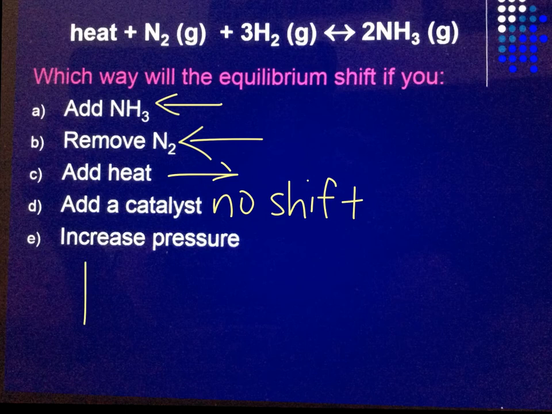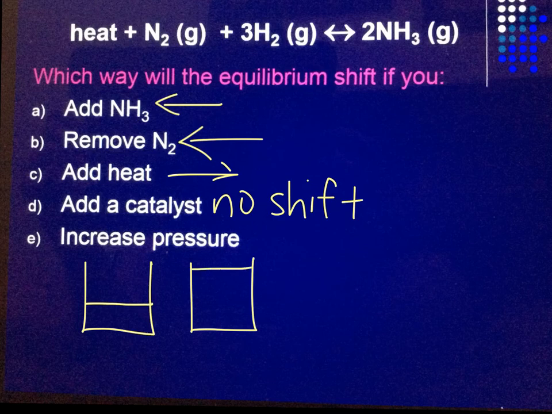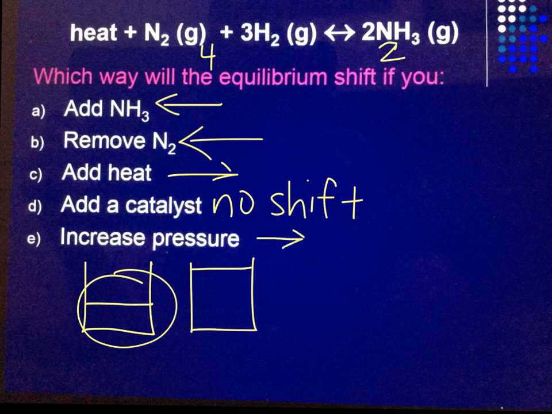Now the pressure one, let's think about it. Let's see, the container, will it be small volume or large volume with an increase in pressure? An increase in pressure means that the volume gets smaller. So it's going to favor the side that has the least amount of moles. Over here on the left, this adds up to 4, and this one adds up to 2. Okay, so therefore it will shift to the right, favor the side that has the least amount of moles.